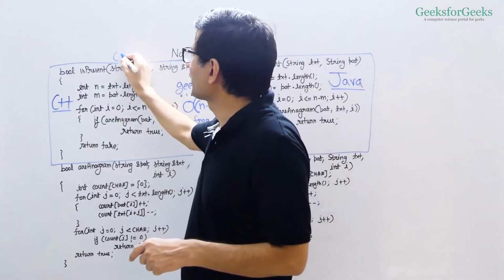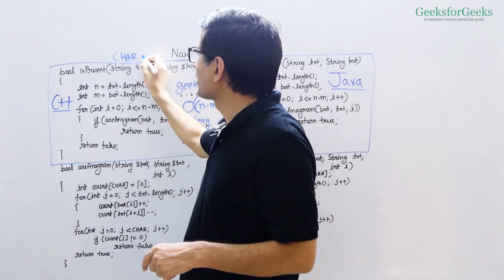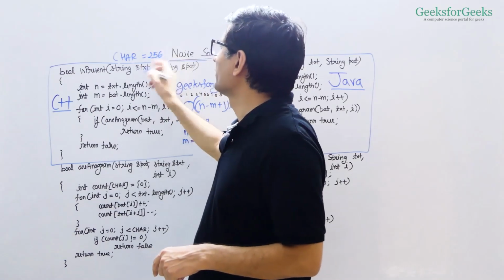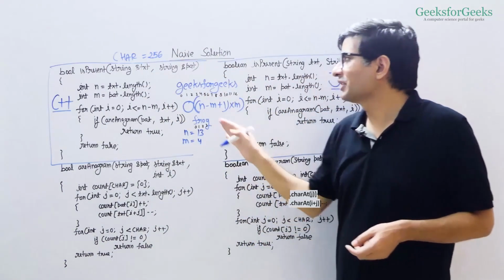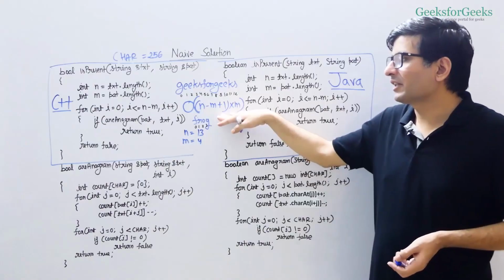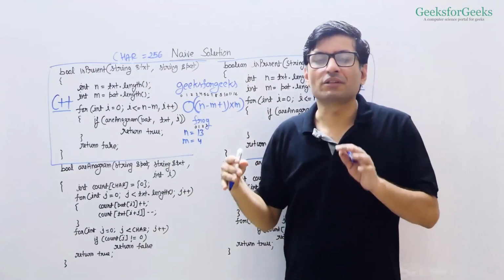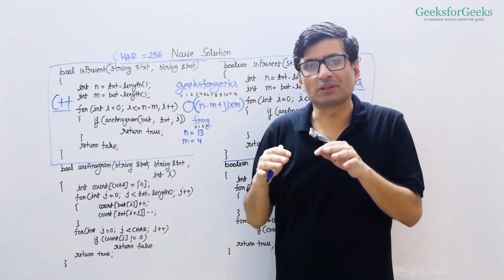In C++ you can define a char, and similarly in Java you can define a static final variable with value 256. So I am not considering char. This is the time complexity we get, and if we do not consider char, we can say auxiliary space is also big O of 1.